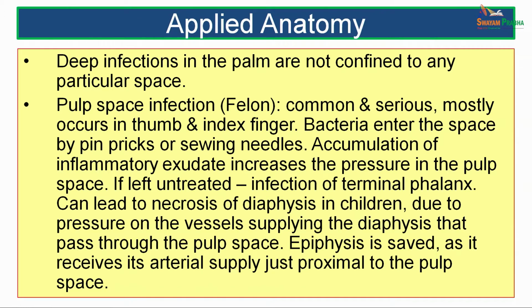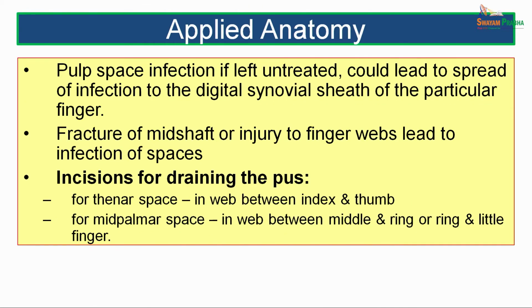The proximal one-fifth of the distal phalanx, the epiphysis, is spared as it receives its arterial supply just proximal to the pulp space. Pulp space infection, if left untreated, could lead to spread of infection to the digital synovial sheath of that particular finger.